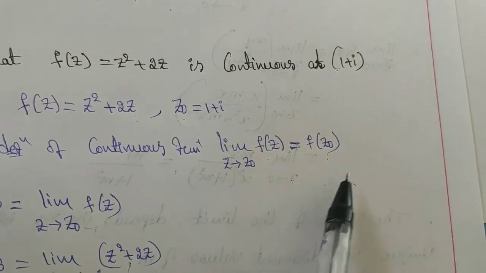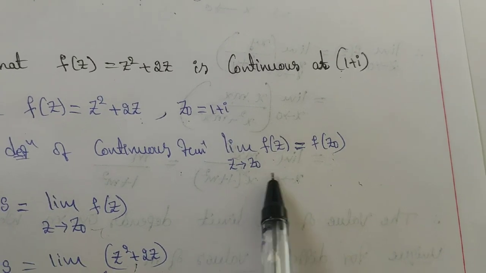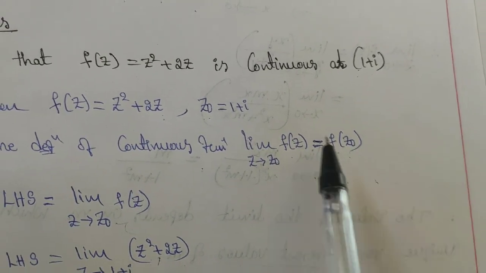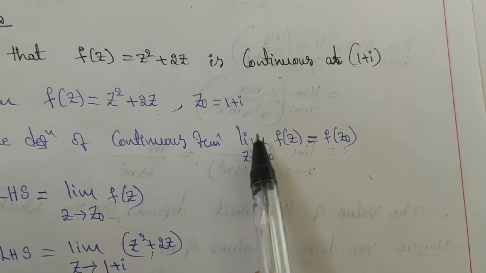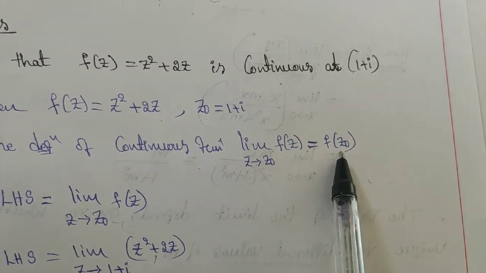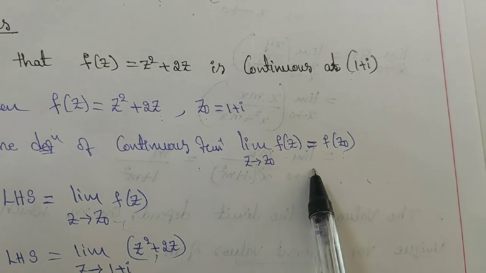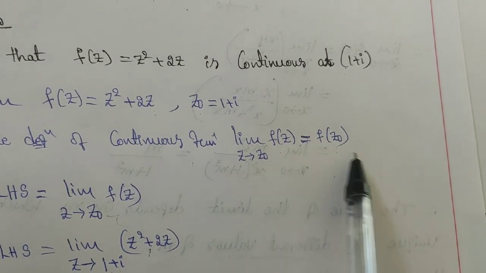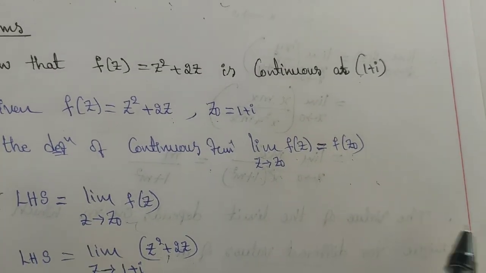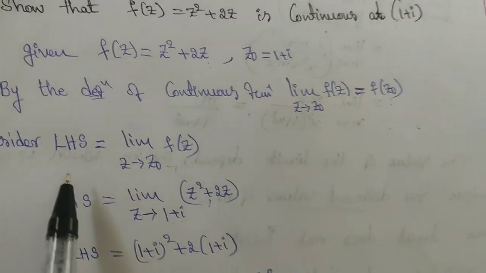Write down the third point of the continuity definition. What's that? The limit of z tends to z0, f of z is equal to f of z0. Here the LHS is the limit of z tends to z0, f of z, and the RHS is f of z0. If you simplify and we get the same answer for LHS and RHS, then we can say the function is continuous. Check it out.